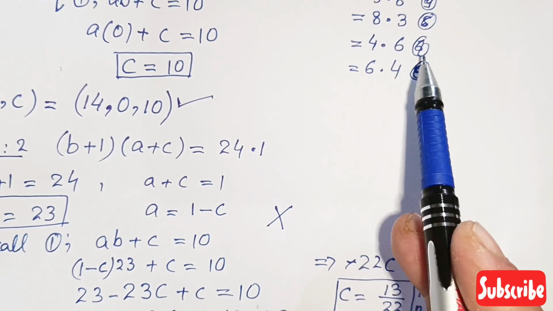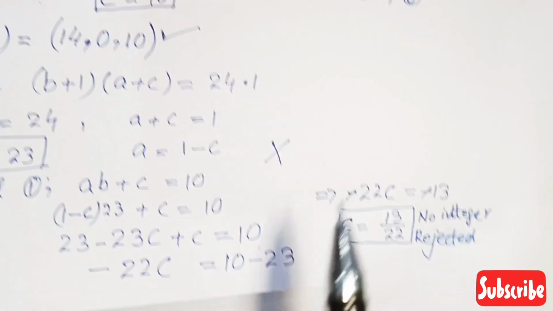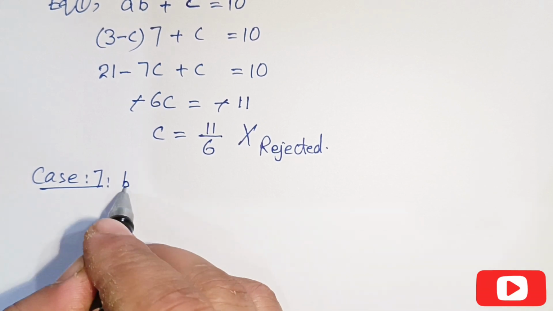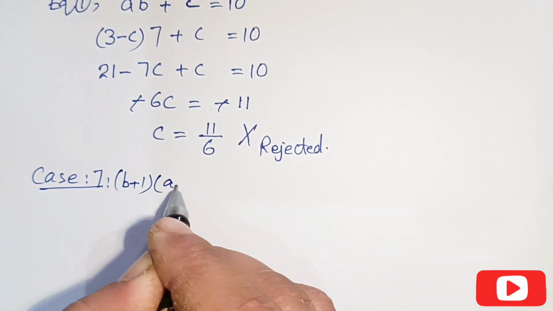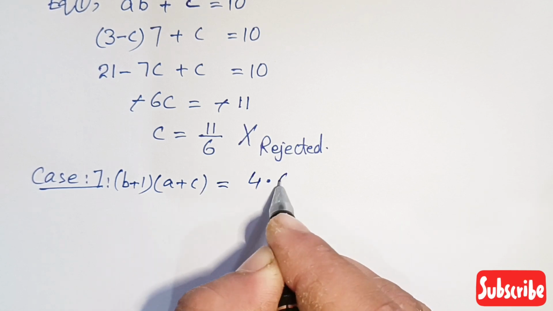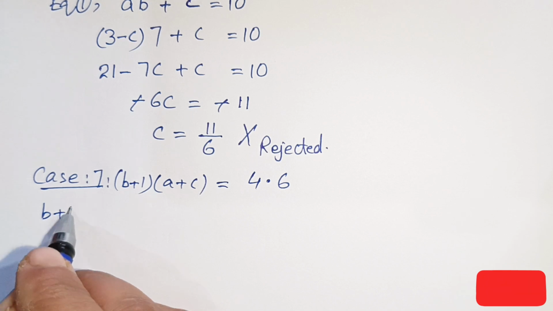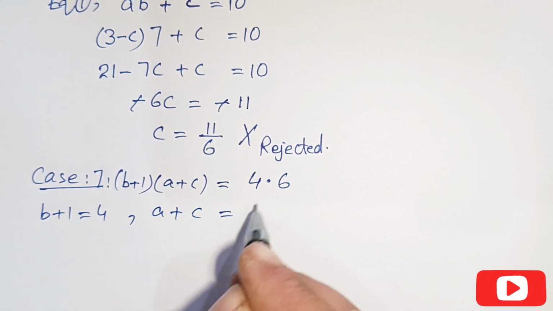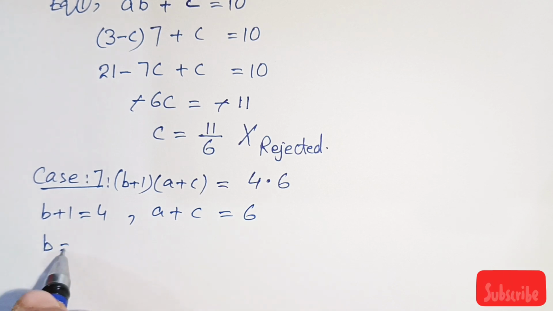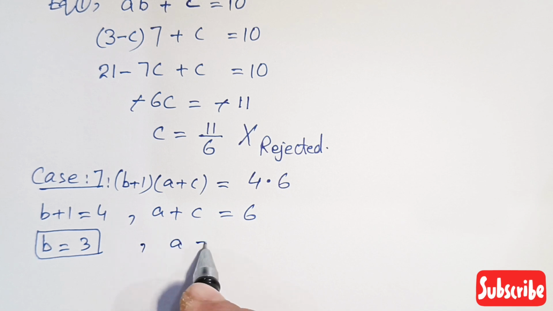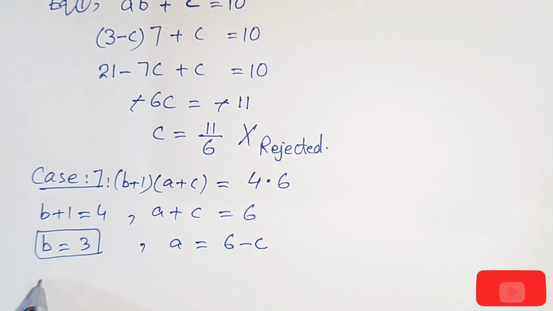Here we have 4 times 6. So our final case is 6 times 4, and b plus 1 times a plus c is equal to 4 times 6. Now we have b plus 1 is equal to 4 and a plus c is equal to 6. Here the value of b is 3, 4 minus 1 is 3. So here a is 6 minus c.